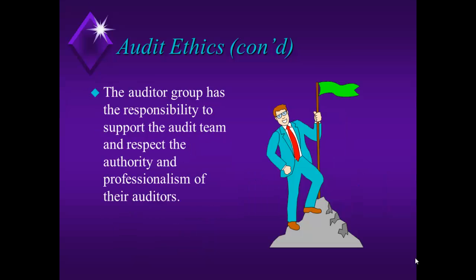The audit group has the responsibility to support the audit team and respect the authority and professional nature of their auditors. And I can tell you this, we spoke about it a little bit earlier. If management doesn't support you, there's something seriously going on. Management has to support the team, that they have the authority to do the audit, they have the authority to highlight failures and make recommendations if that's your approach. These all have to be done.